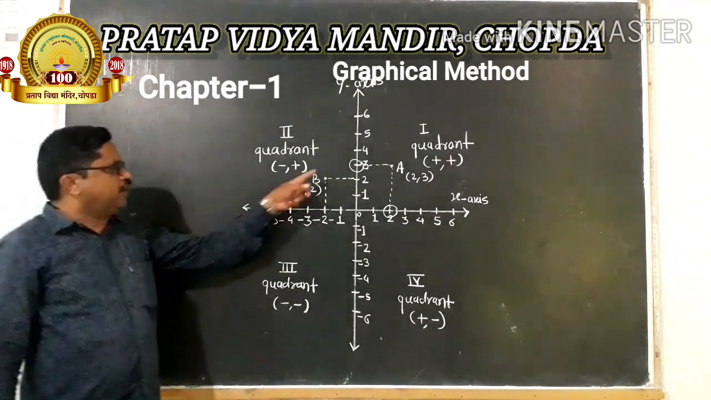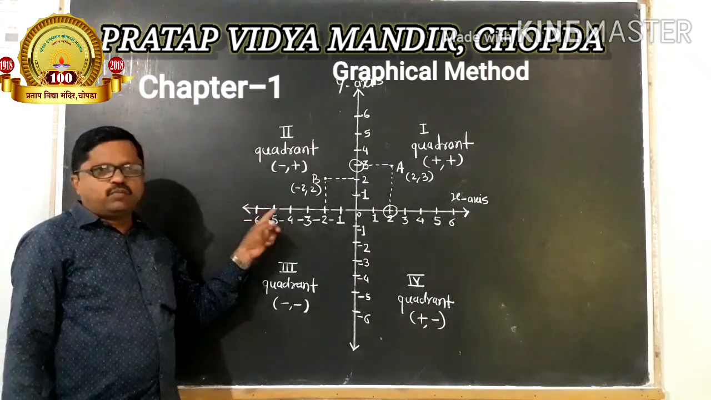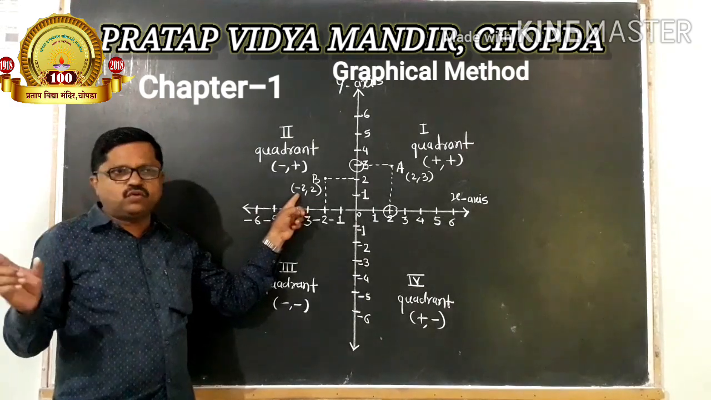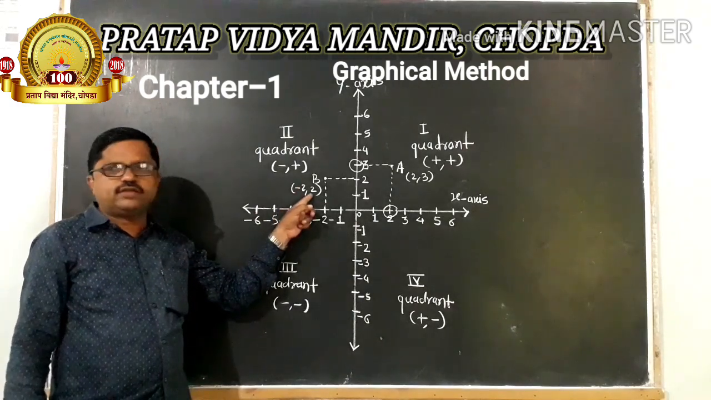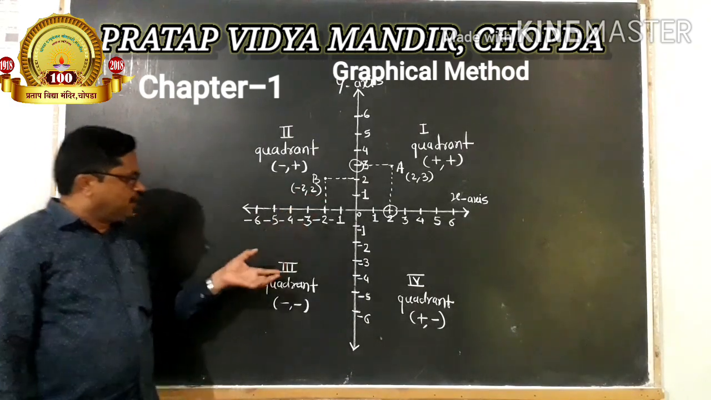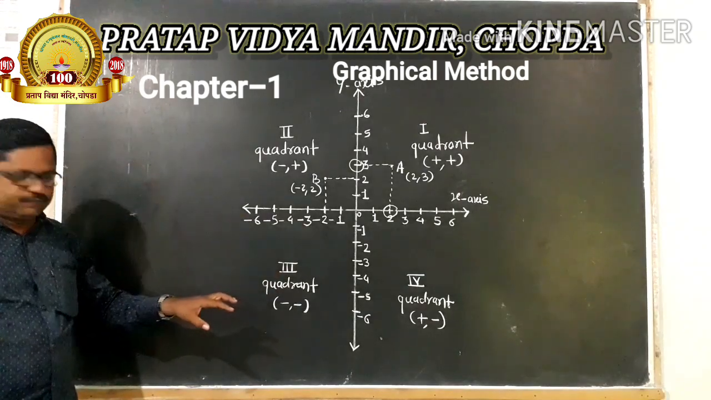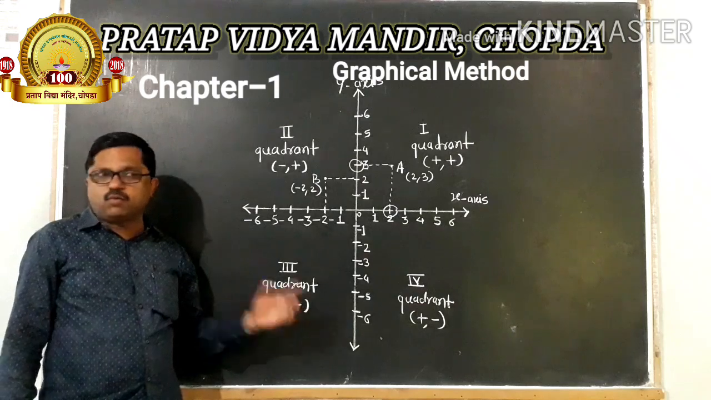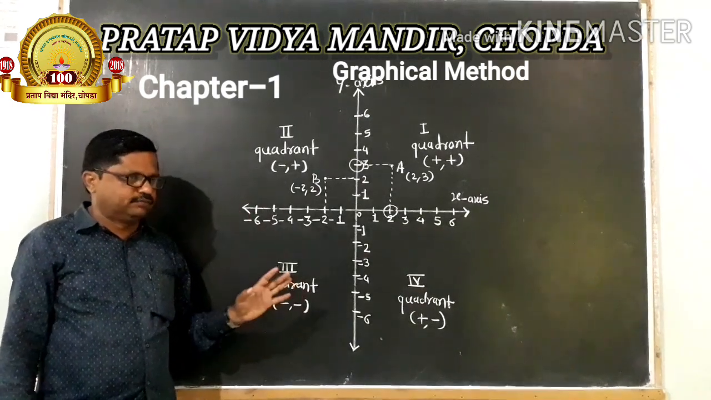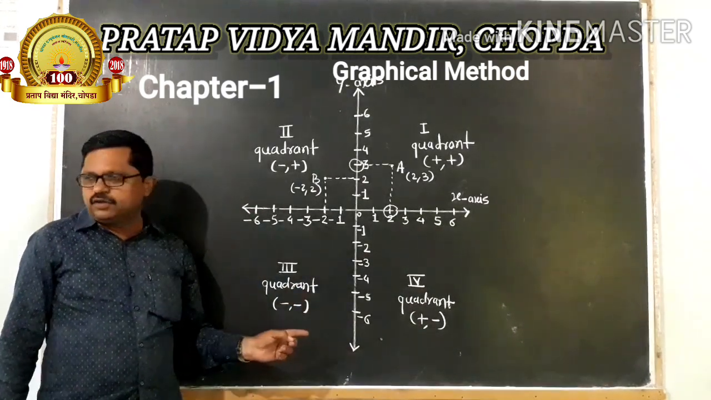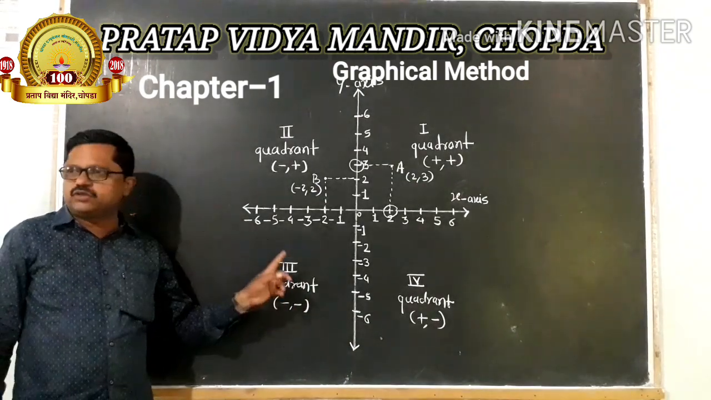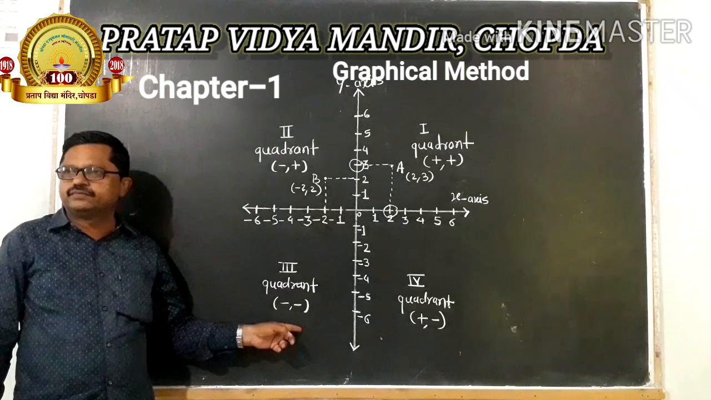Means in the second quadrant, for all given points, the x coordinate is always negative and the y coordinate is always positive. Similarly, in the third quadrant, both coordinates, the x coordinate and the y coordinate, are negative for any given point. You can take a point anywhere. In the third quadrant, both coordinates are negative. The x coordinate is negative as well as the y coordinate.